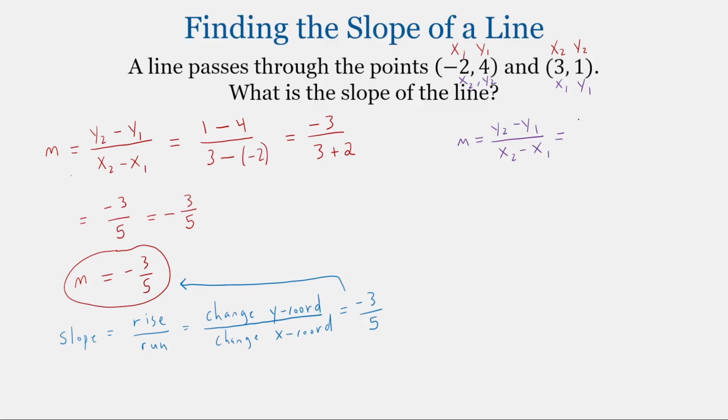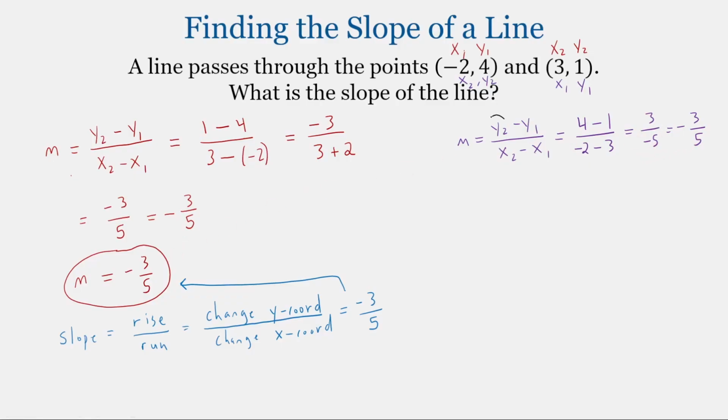So we now have 4 minus 1 all over negative 2 minus 3. We now have 3 over negative 5. We'll rewrite this as negative 3/5. We end up with the same value for the slope. Notice originally our numerator was negative and the denominator was positive. We have the opposite here. Our numerator is positive, the denominator is negative. But you end up with the same answer.